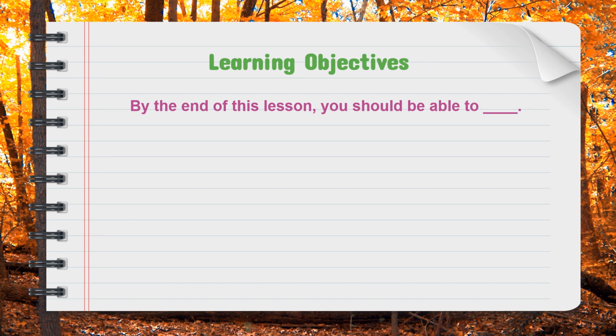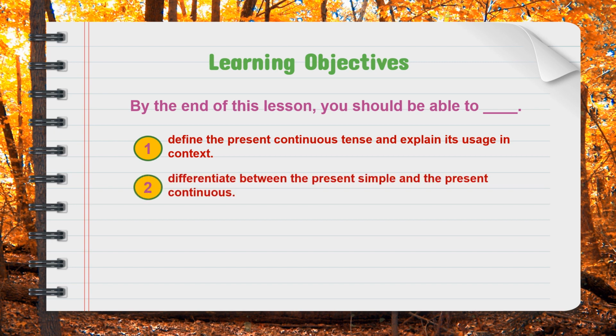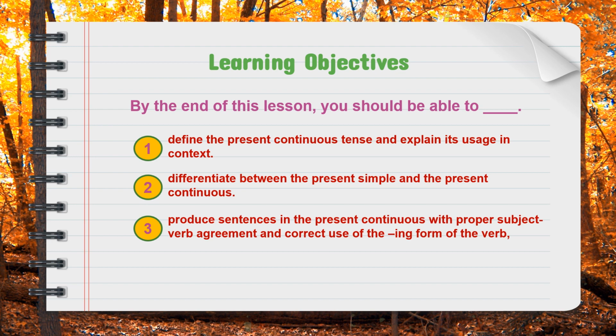Alright, so in today's lesson, we're going to try to cover three main learning objectives. Number one is to define the present continuous tense and explain its usage in context. Number two is to tell the difference between the present simple and the present continuous. And finally, we're going to try to produce sentences in the present continuous with the proper subject-verb agreement and correct use of the ing form of the verb. I hope that we can effectively achieve these three primary learning goals so that you can confidently use the present continuous tense in various situations. So if you're prepared, let's get started.